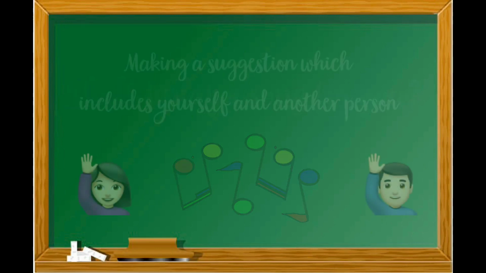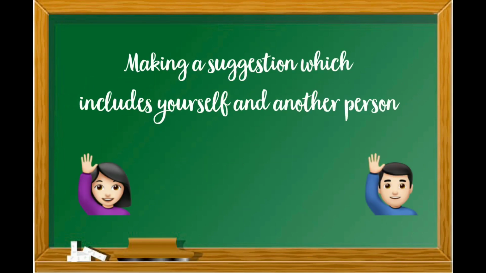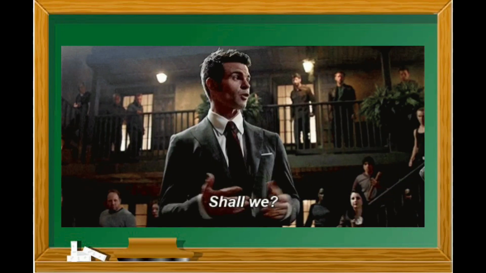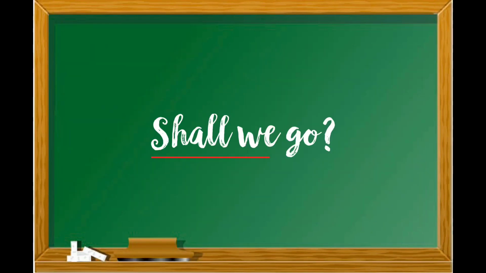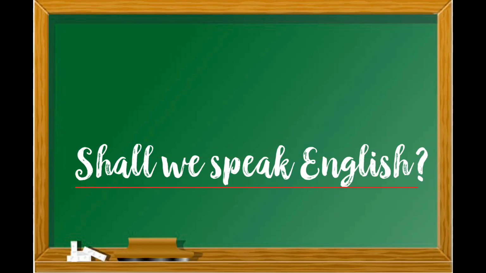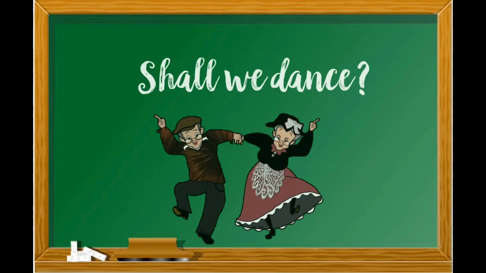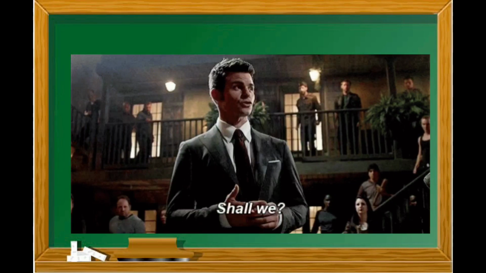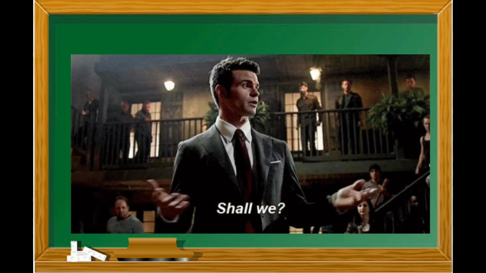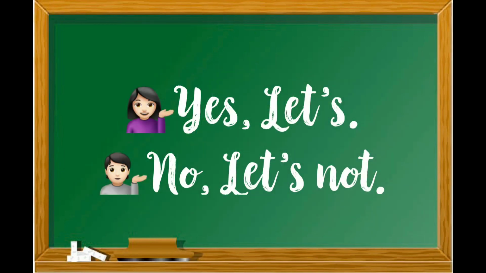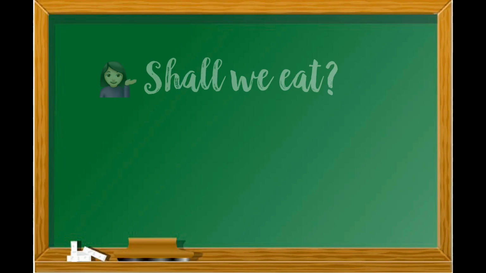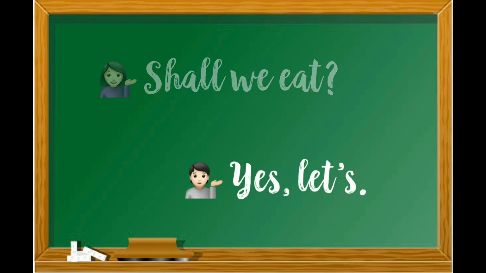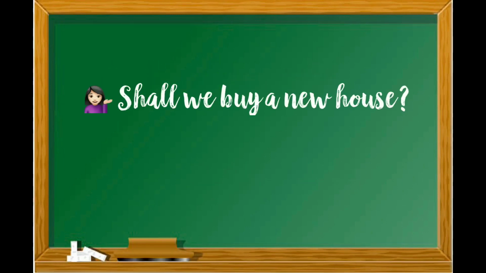If you want to make a suggestion which includes yourself and another person, use shall we. For example, shall we go? Shall we speak English? Shall we dance? An important point to remember is that we respond to a suggestion with a shall we question with let's. For example, shall we eat? Yes, let's.